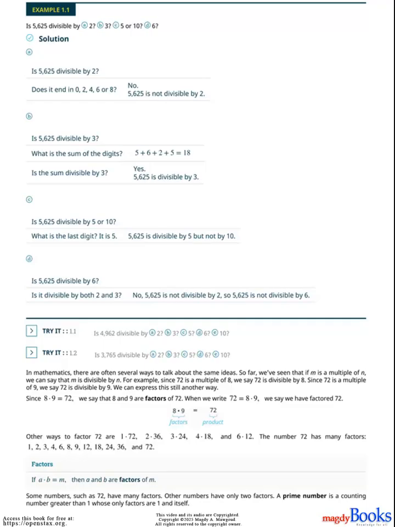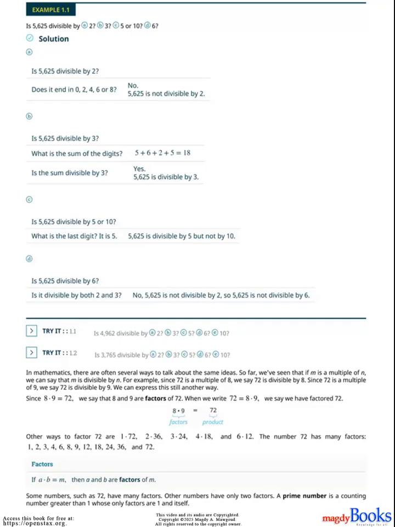Try it. 1.1. Is 4962 divisible by A. 2, B. 3, C. 5, D. 6, E. 10? Try it. 1.2. Is 3765 divisible by A. 2, B. 3, C. 5, D. 6, E. 10?